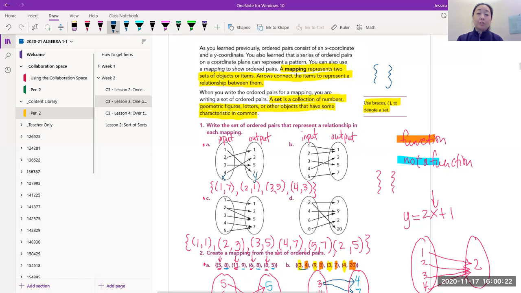So again, 2 goes to 1, that's why I got 2, 1. And then 3 goes to 5, 3, 5. And then 4 goes to 3, so 4, 3. And those are all the points in that relation, okay? And so we end them with braces.